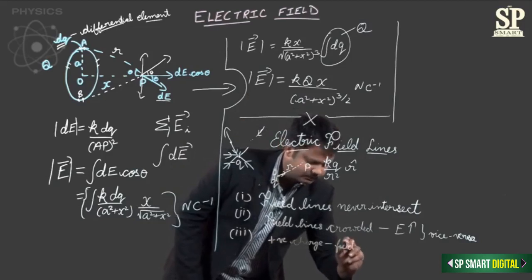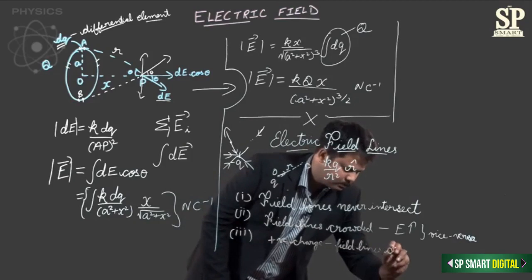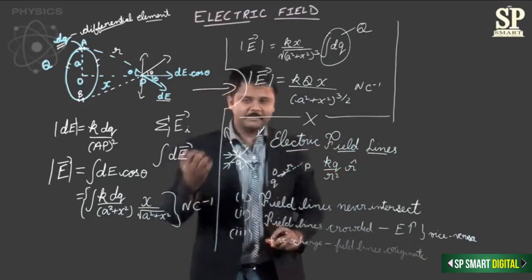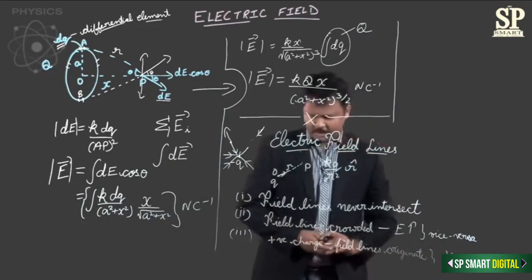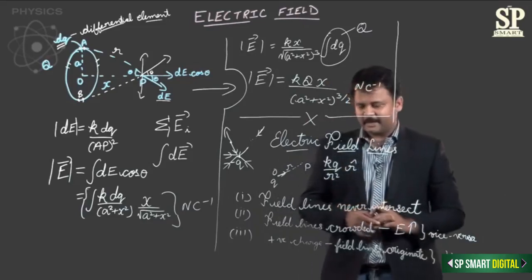Field lines originate, and if we have a negative source charge, then the field lines will terminate at that point. So I'll write vice versa again. These three are really the most important properties about electric field lines.